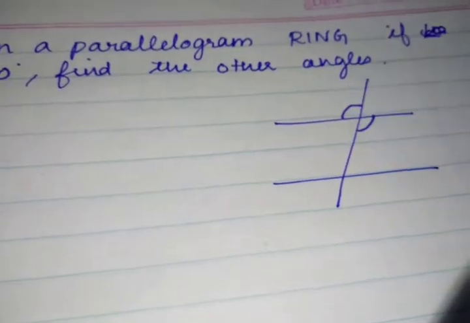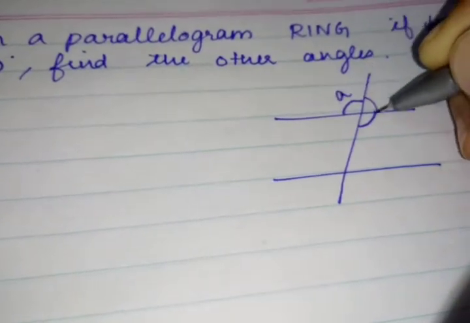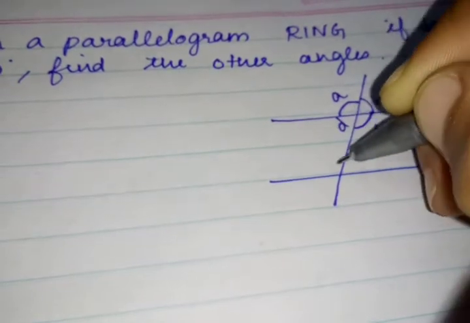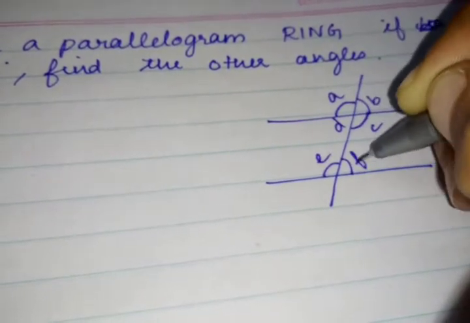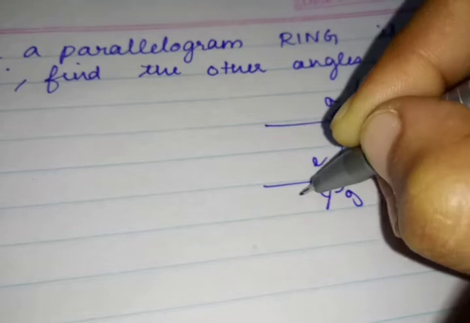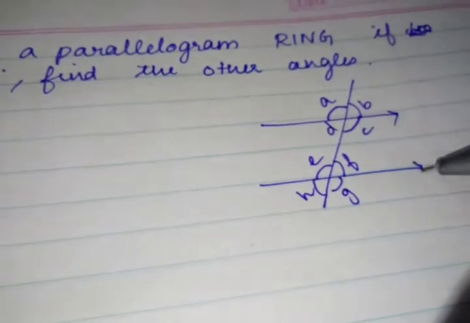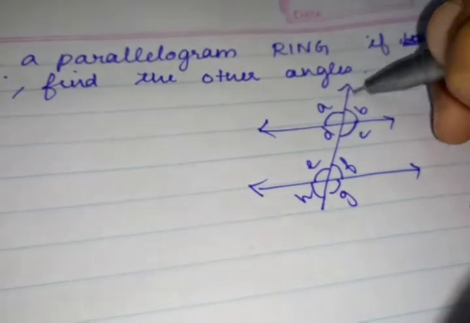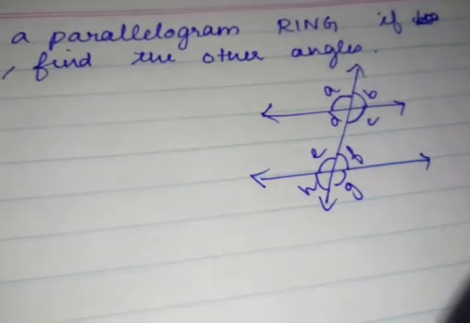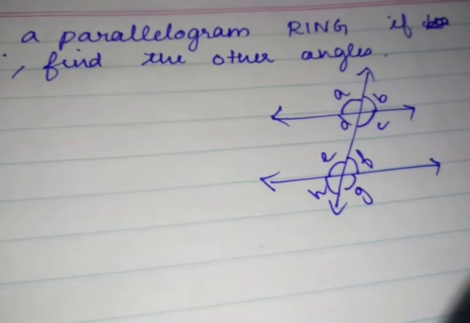This angle and this. Okay, I'll write A, B, C, D, E, F, G, H. Okay, these two are parallel lines, and this is one transversal. Do you remember that?